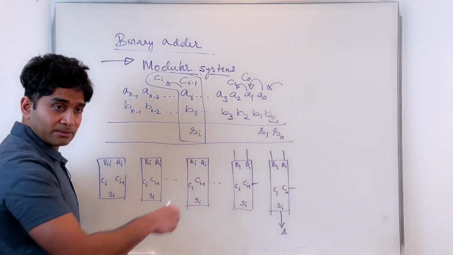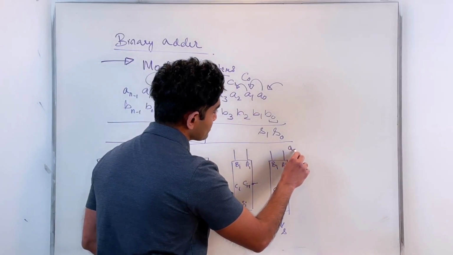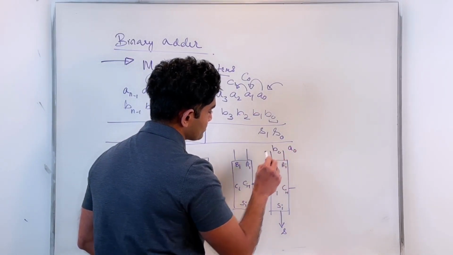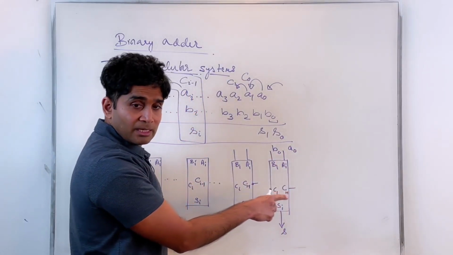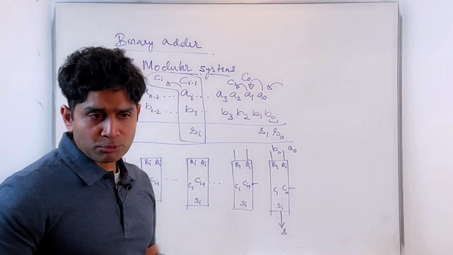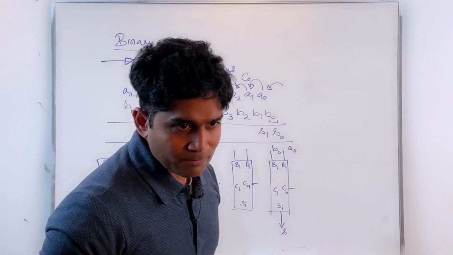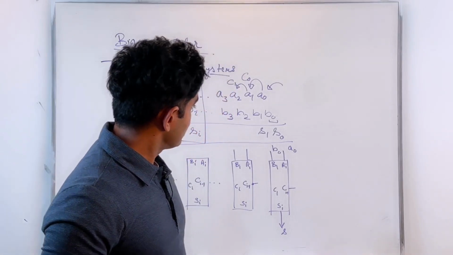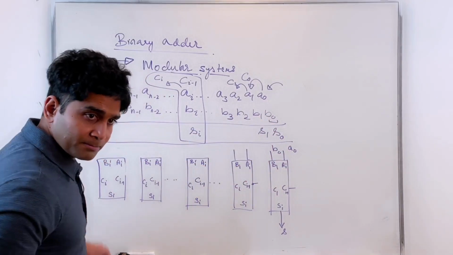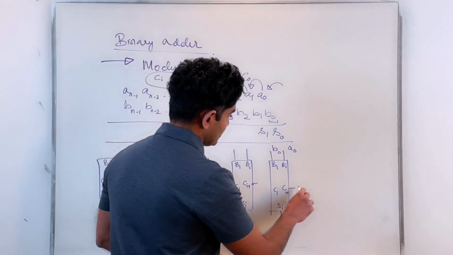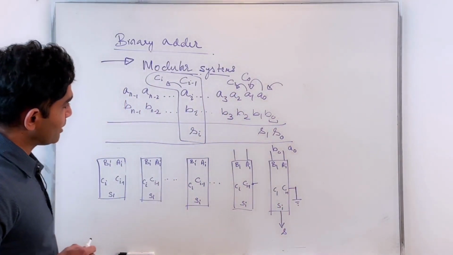For the first bit, I would apply A0 here, B0 here, and I don't have a carry in for the first bit. What should I do then? What should this be attached to? I'm trying to add these two numbers with my adder. 0. It's perfect. Or I can just ground it, right? The same thing. I'll just ground it.